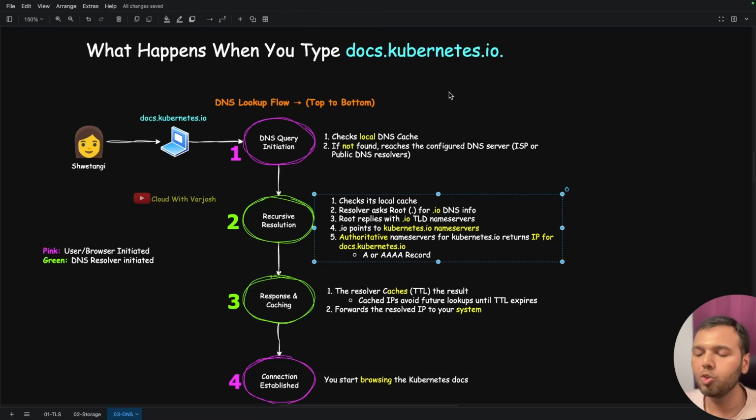The resolver, usually provided by your ISP, asks a root DNS server for the name servers responsible for the .io TLD. Varun, what are name servers? We will learn more about name servers shortly, but for now, understand this. Name servers are systems that answer DNS queries.